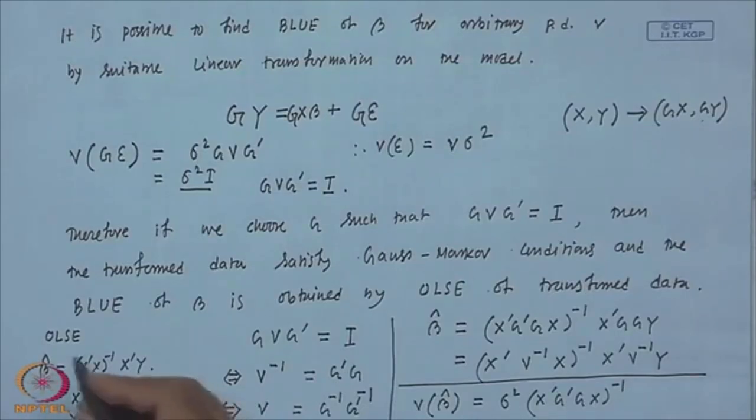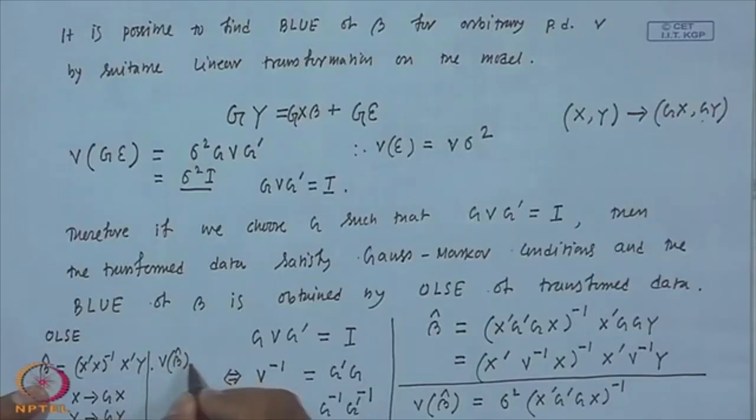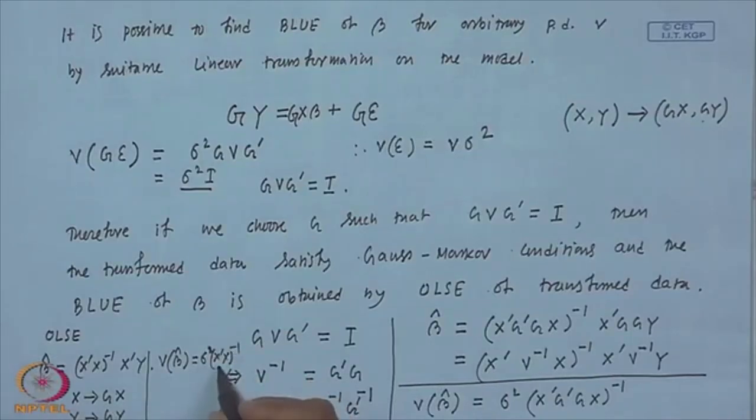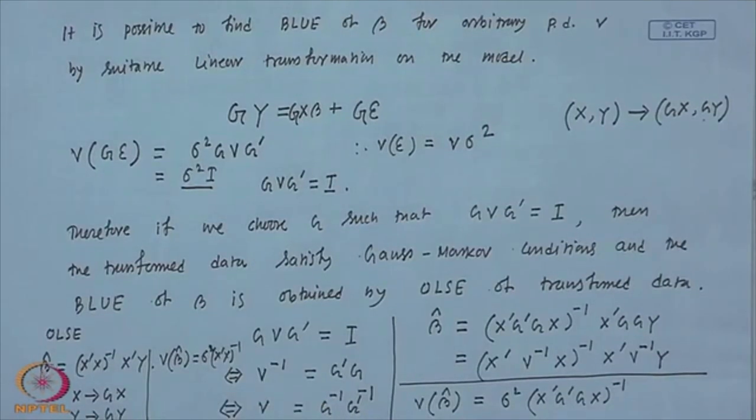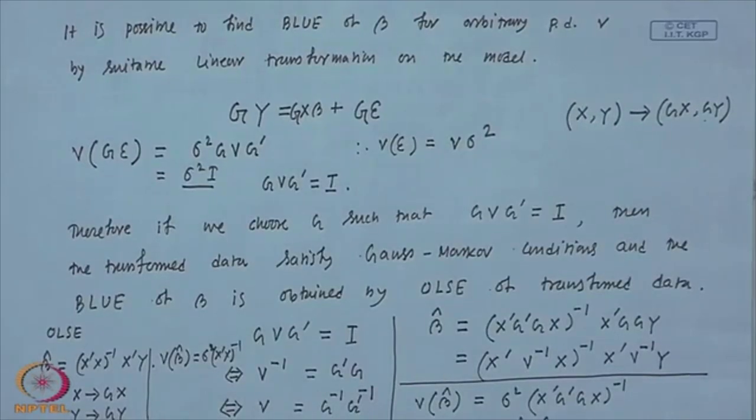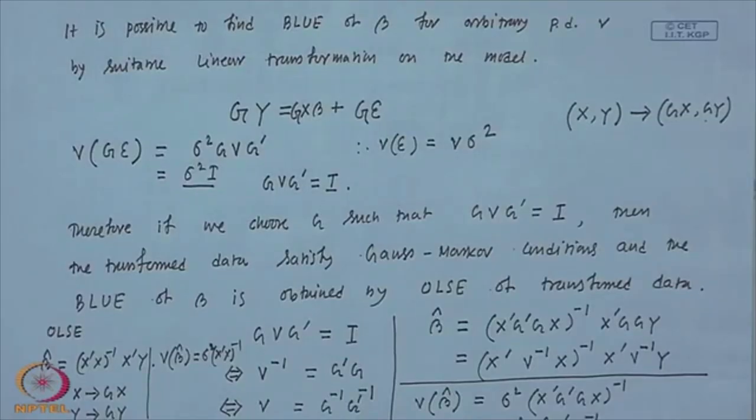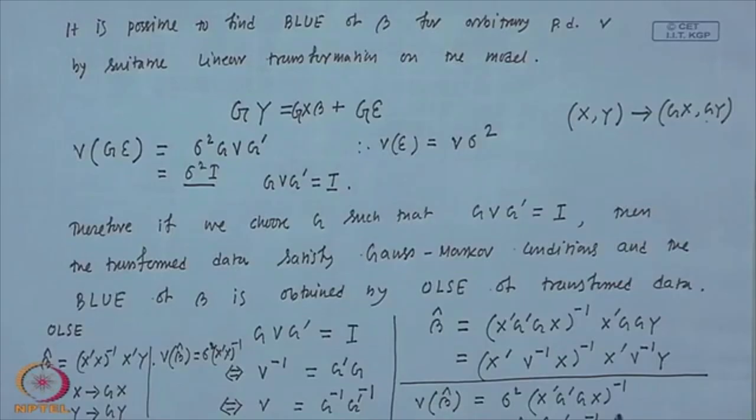This is the same as before, in case of ordinary least square, where we had the variance of beta hat equal to sigma square x prime x inverse. So, what we are doing here is that we are just replacing x by g x, and in terms of V this can be written as sigma square x prime V inverse x inverse. Okay, so this one is the generalized least square estimator of the regression coefficient, and here is the variance.